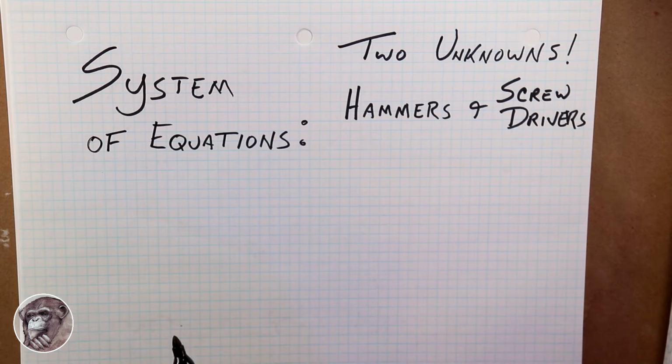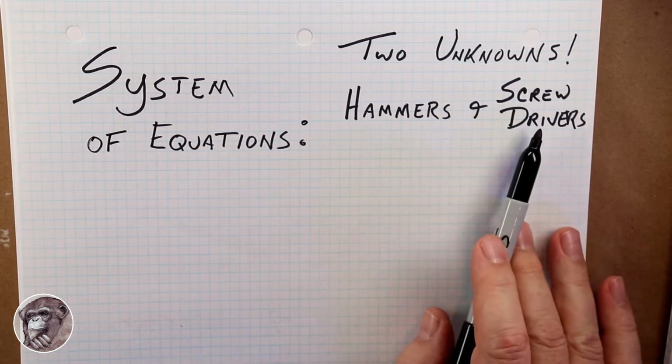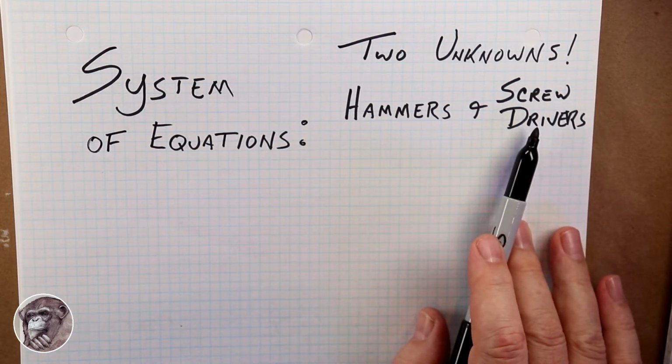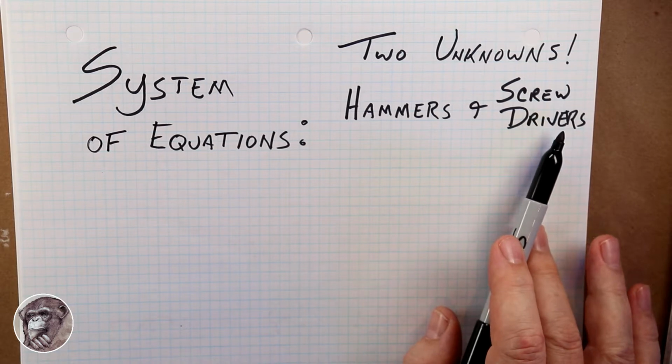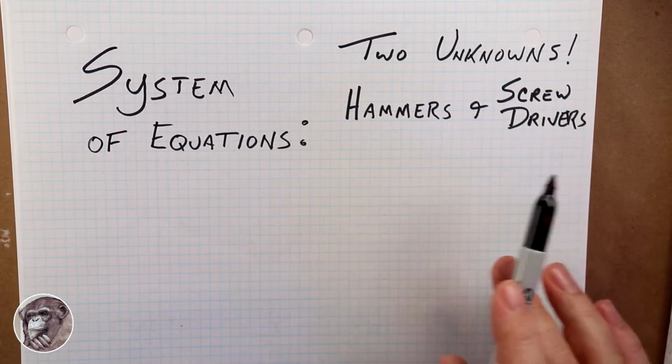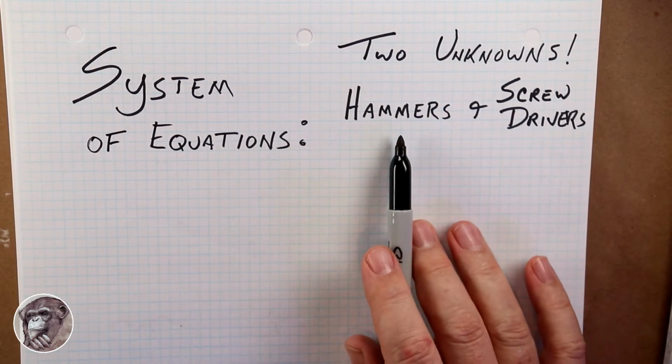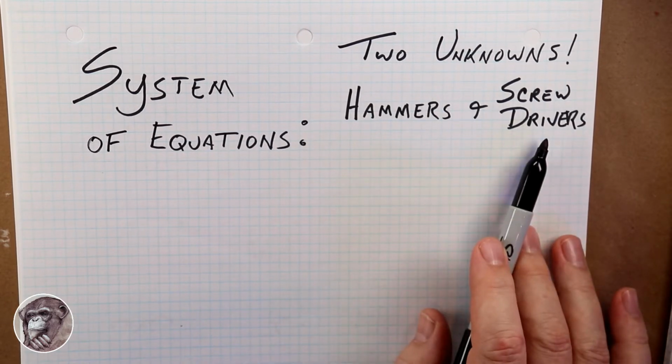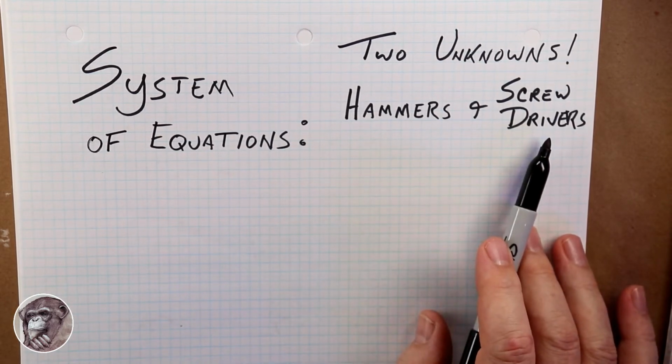So we're going to do a systems of equations problem here with two unknowns. And you're going to see these in word problems quite a bit. In this case, we're going to do hammers and screwdrivers. Sometimes you'll see them as chips and dips or apples and oranges. It doesn't matter. In this case, I'm going to look at the number of hammers and the number of screwdrivers that you can get at a hardware store.